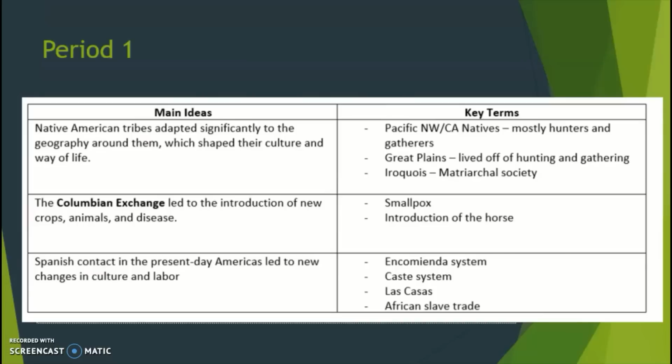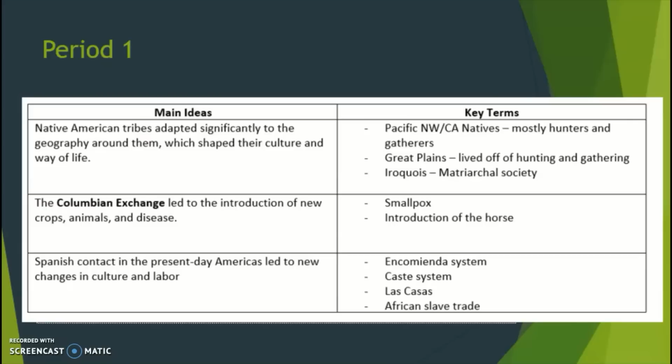So period one, main idea here is that Native American tribes are adapting significantly to the geography around them. It's very much a misnomer to refer to all Native Americans in the United States as being the same tribe and having the same features. Really, you're going to see them adapting to their geography, which is ultimately going to be shaping their culture. For example, in the Great Plains, based on the geography, they're living off of the land with hunting and gathering. Also similar in the Pacific Northwest, hunters and gatherers.